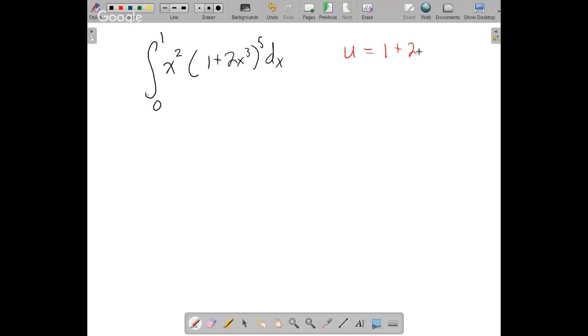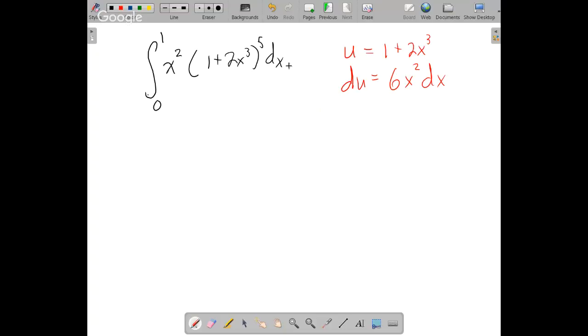Is it possible you choose the wrong function? Yes. And then as you substitute, you'll see something's not going right, and you can try a different way. So then du is going to be 3 times 2 is 6, x squared dx.